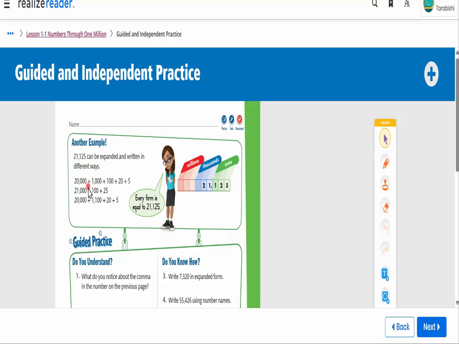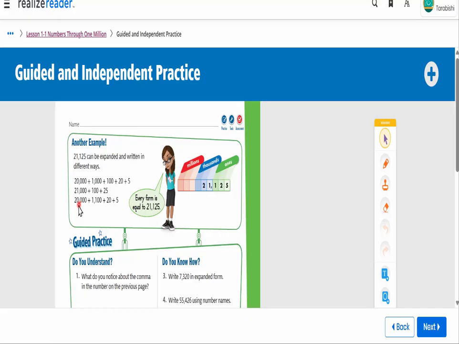But that's not the only way. There is more than one way to solve this problem. So here you'll see we have 21,000. They decided to break the 21,000 into one area, and then they added 100, and then they added 25 together. They didn't break it apart in the regular form of expanded form.